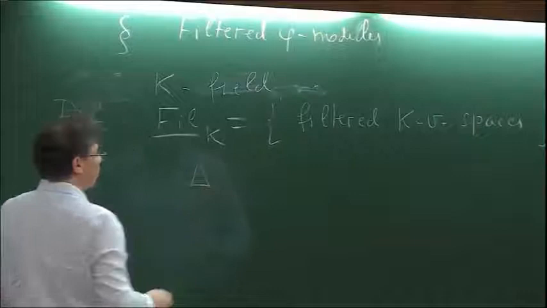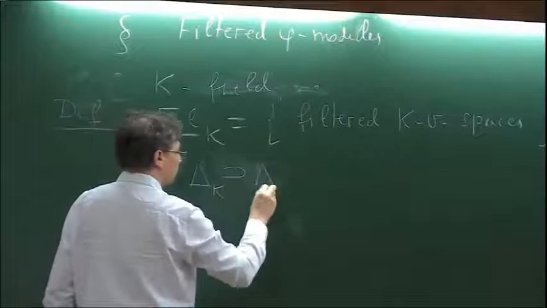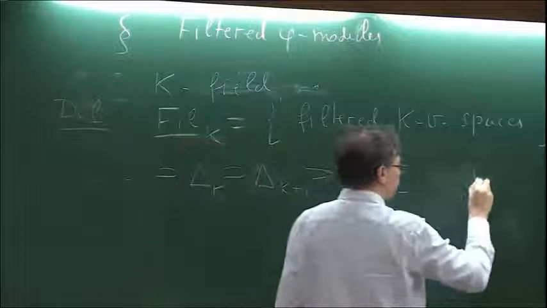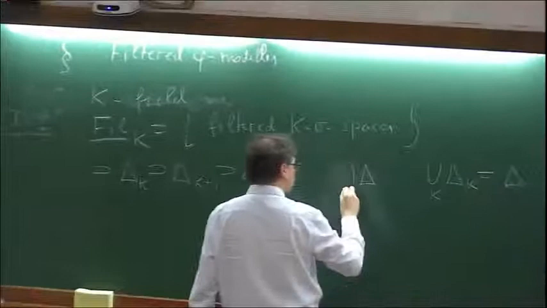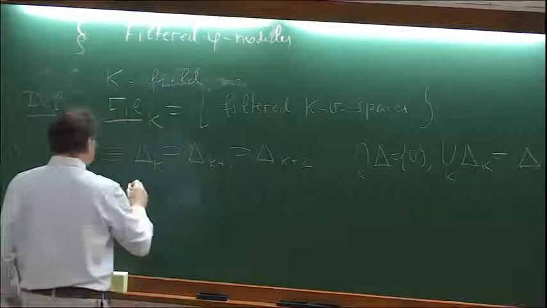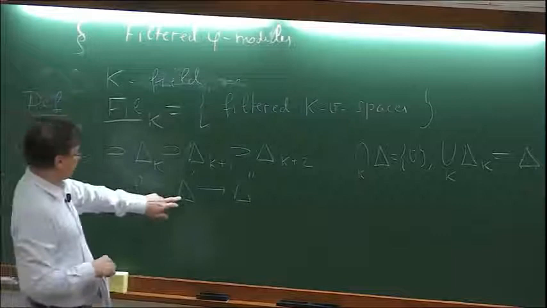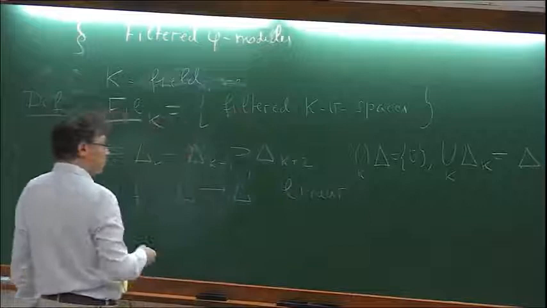the objects are vector spaces Δ equipped with a decreasing filtration which is exhaustive and separated. And morphisms in this category are natural. You have two filtered vector spaces, Δ' and Δ''. A morphism is a linear map which preserves the filtration.